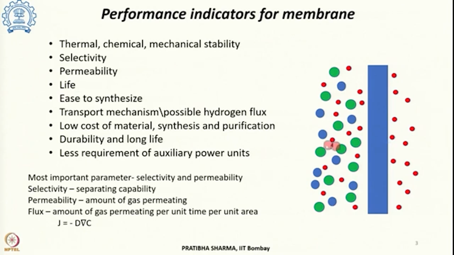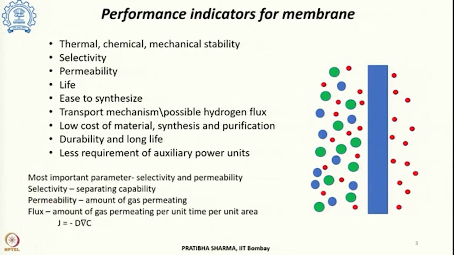Now the important parameters which characterize a membrane are selectivity, permeability and flux. Now what do we mean by selectivity? When we have a mixture of gases, the separating capability of the membrane towards one particular species as against the other species is known as selectivity.